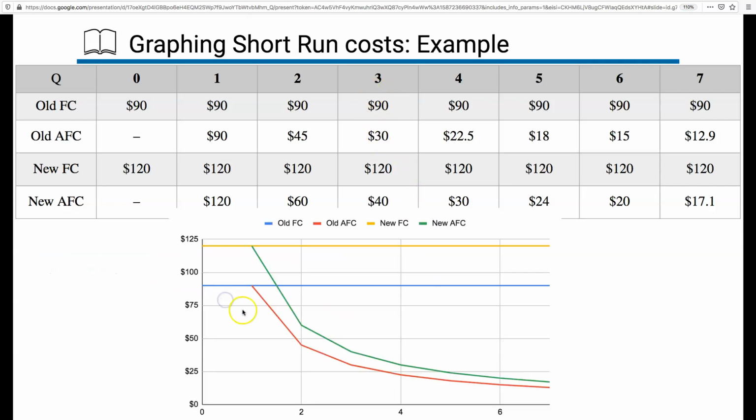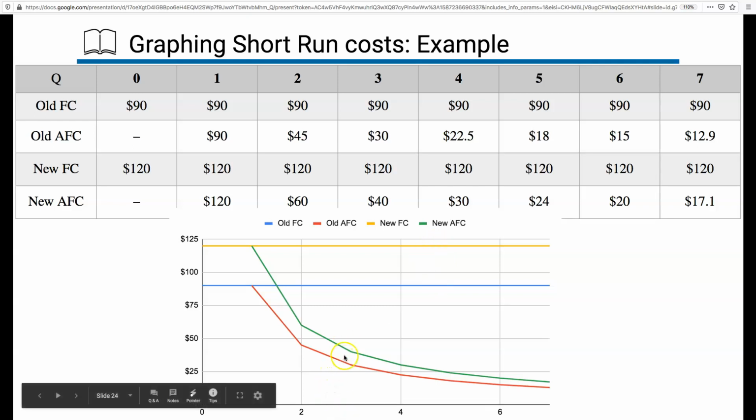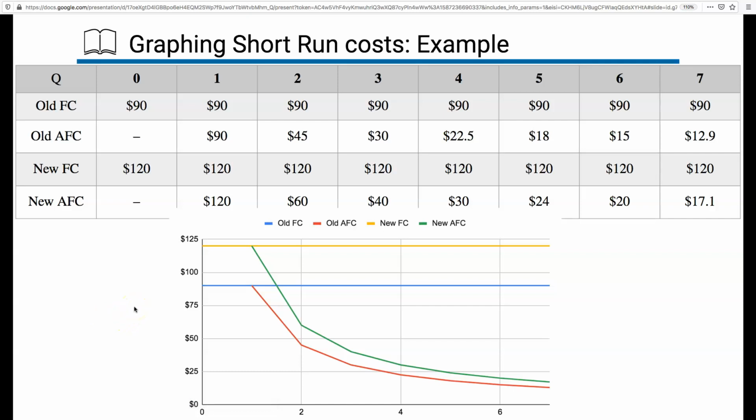So graphically, it's going to look like this. The blue line is the old level of fixed cost at 90. We raise the fixed cost to the new level of 120, and average fixed costs increase as well. So that is pretty straightforward. Hire more capital, pay more fixed costs, pay more fixed costs per unit of output. That's that. What about the variable cost?